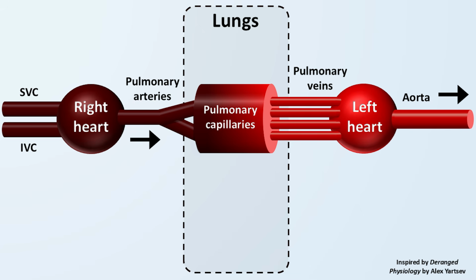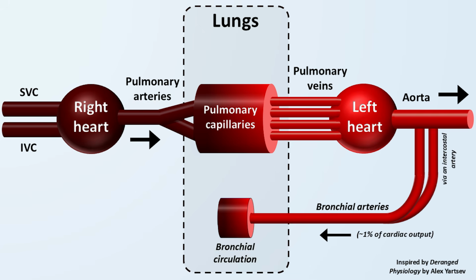But in addition to those great vessels, there are small, easily overlooked arteries that take oxygenated blood back to the lungs as part of the bronchial circulation. Some of these arteries branch directly off from the aorta, while some branch from an intercostal artery. Although the blood passing through these bronchial arteries only accounts for about 1% of the total cardiac output, these vessels are still important as they supply oxygenated blood to the lung tissue itself, primarily to the bronchi and larger bronchioles, and to the visceral pleura.